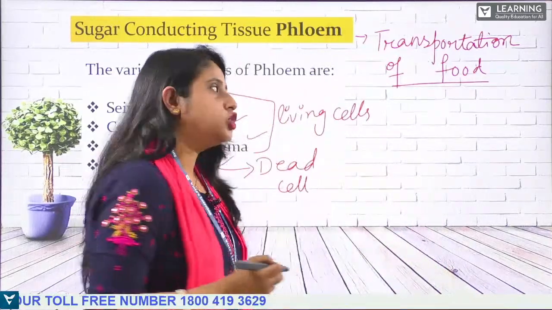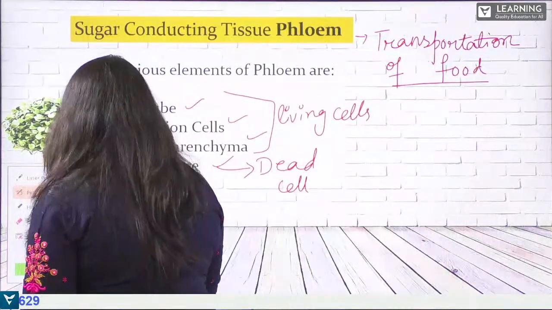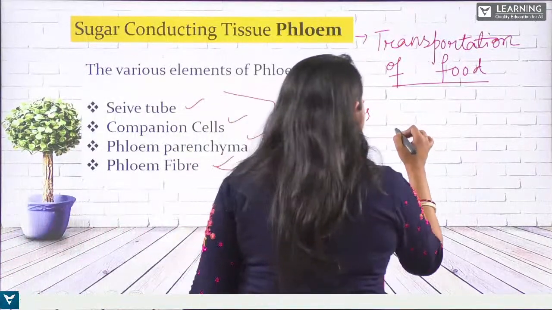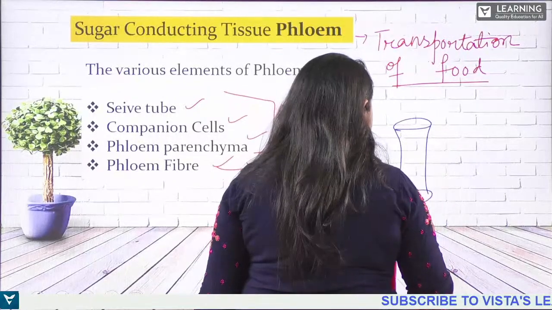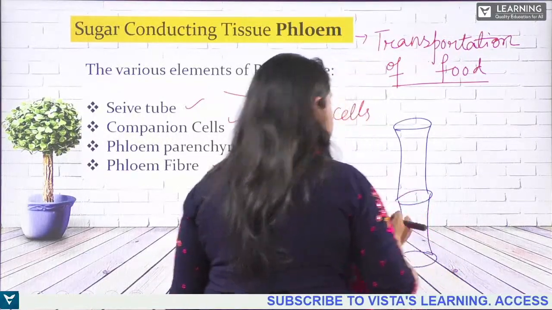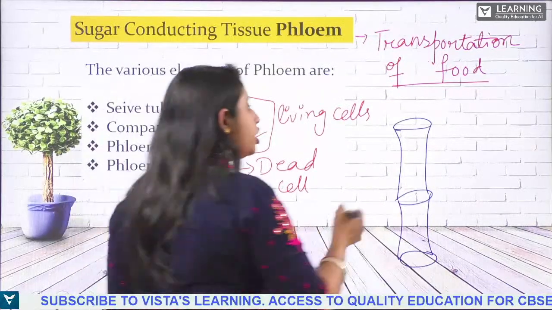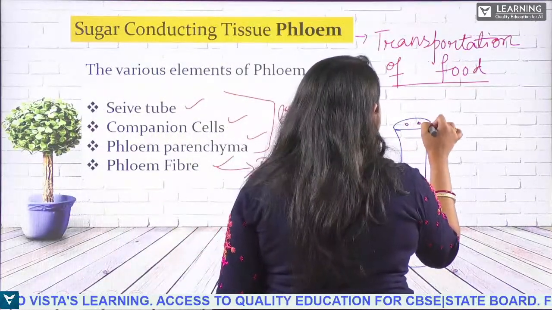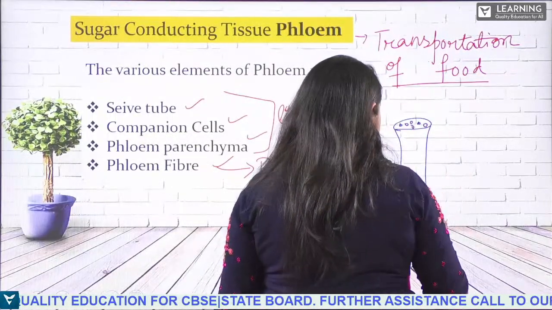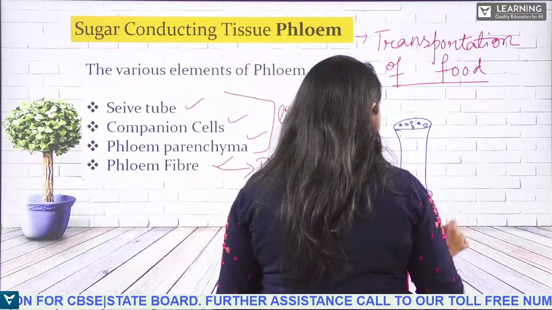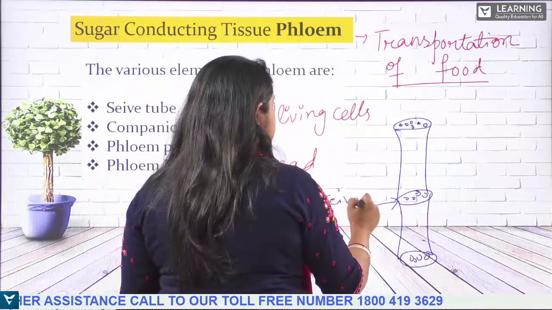Now how is the structure of the phloem? See, the structure of the phloem is like this. It has got one sieve tube. This is the sieve tube. Sieve tube will not have a nucleus. The sieve plate has got various pores. This is the sieve plate.